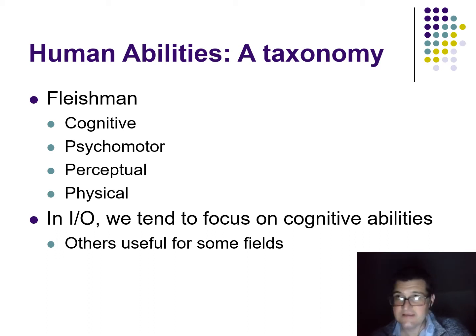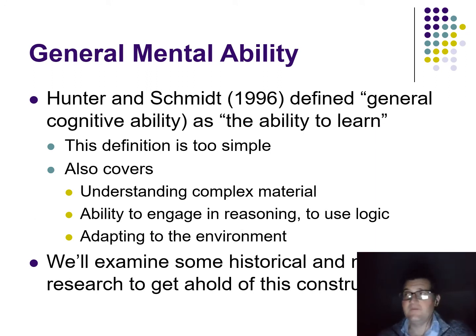And usually in industrial organizational psychology and human resources and everything derived from them, we tend to focus on cognitive abilities, but others are certainly, as I mentioned already, useful for some fields. Probably when it comes to cognitive abilities, what captures most of the air in the room is what's sometimes called general mental ability or general cognitive ability, or sometimes intelligence, and even more unfortunately IQ, which hopefully will become clearer why I don't like that term.